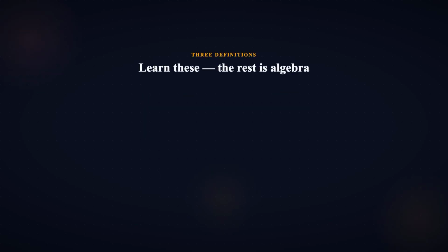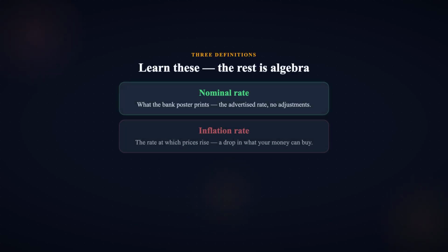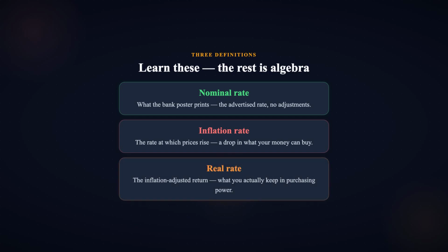3 definitions before we touch any formula. Learn these, and the rest of the episode becomes algebra you can check on a napkin. First, the nominal interest rate. This is the actual rate the bank advertises. The number on the poster. The number on your statement. If the bank says 3%, 3% is the nominal rate. No adjustments. No fine print about prices.